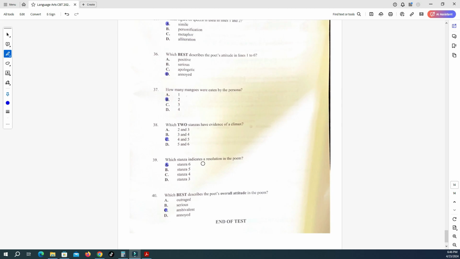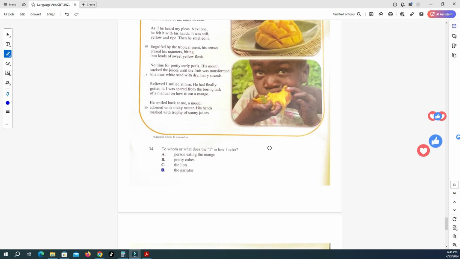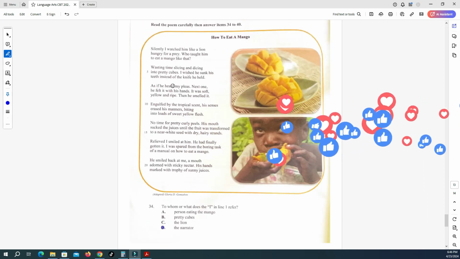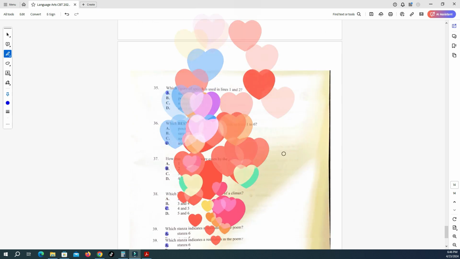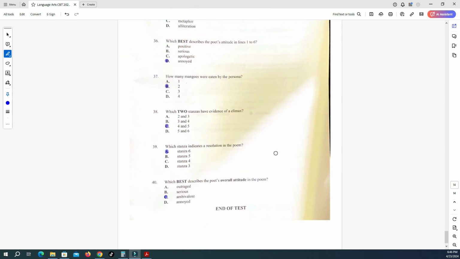Which stanza indicates a resolution in the poem? I chose 6. Let's see, 1, 2, 3, 4, 5, 6. "Relieved." So I think everything resolved now. "I smiled at him, he finally gotten it." So I think that's the resolution there. I'm not sure what you would choose.